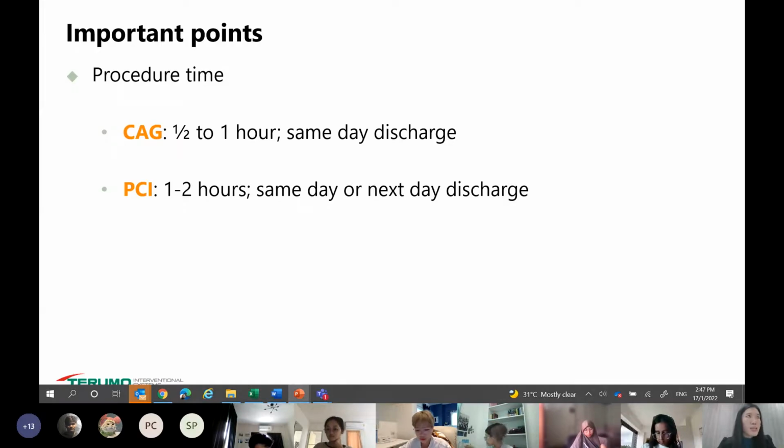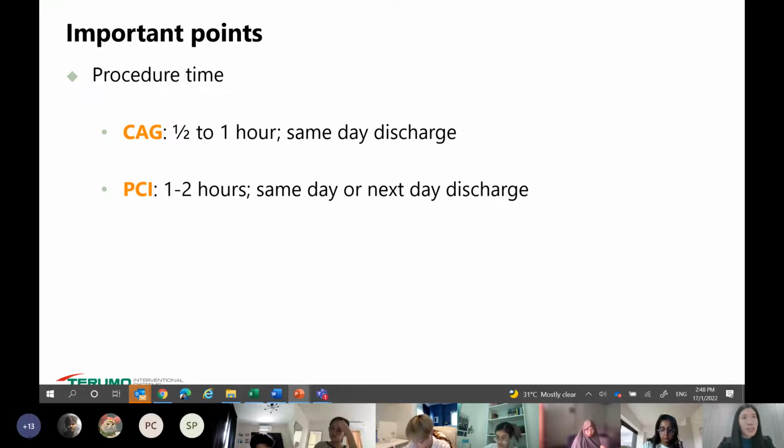Okay, so as generally what you will see for CAG versus PCI. CAG is the diagnosis part. CAG typically takes half an hour to 1 hour. And most of these diagnostic procedures are typically same day discharge, which means that it's a day procedure. The patient is discharged the same day when he is admitted.